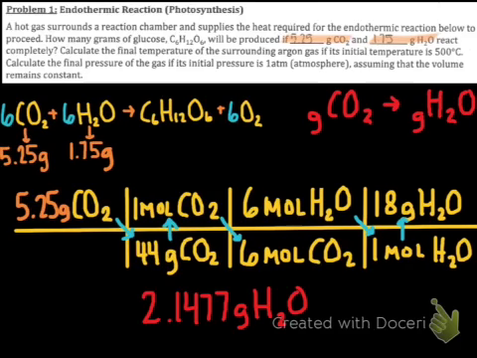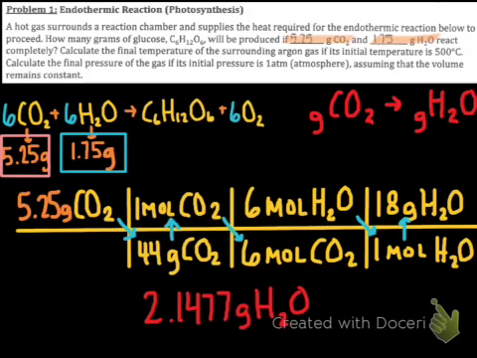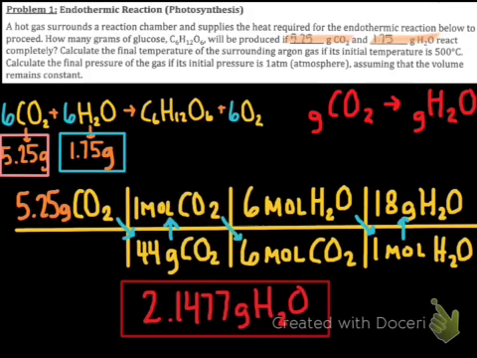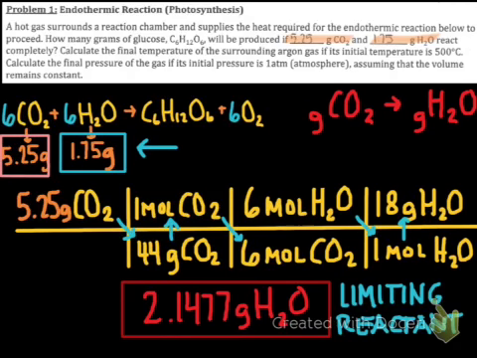Now, look at our value for water. We only have 1.75 grams of water. Now, it says that if we have 5.25 grams of CO2, we need at least 2.1477 grams of H2O to produce glucose. But like I said, we only have 1.75 grams. So in this case, our limiting reactant is H2O.